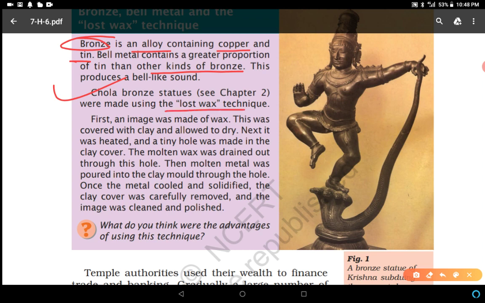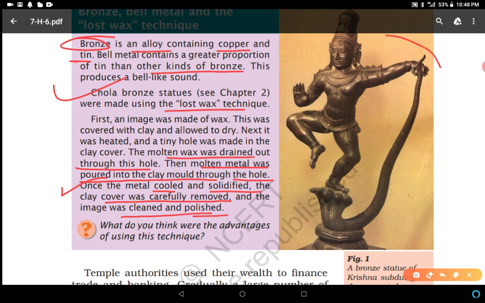First, an image was made of wax. This was covered with clay and allowed to dry. Next, it was heated and a tiny hole was made in the clay cover. The molten wax was drained out through this hole. Then molten metal was poured into the clay mold through the hole. Once the metal cooled and solidified, the clay cover was carefully removed. So this worked as the structure, and the image was cleaned up and polished.